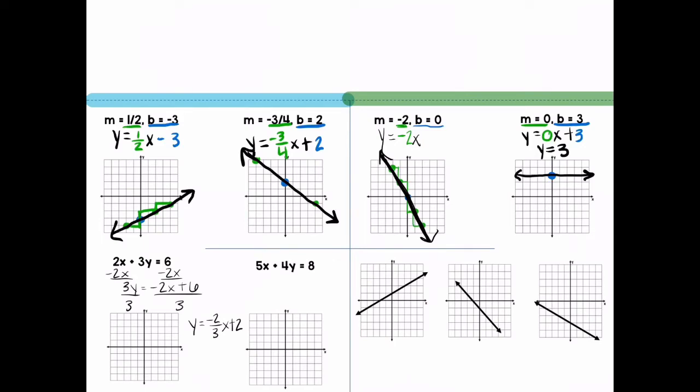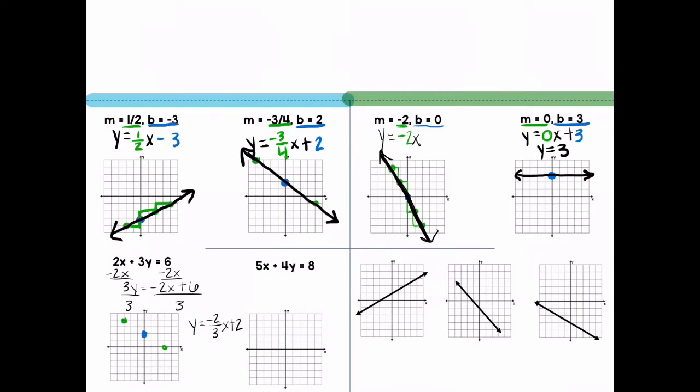So now I'm going to graph. 2 is my y-intercept. Then I'm going to go down 2 to the right 3 and up 2 to the left 3. And now I can graph the line.